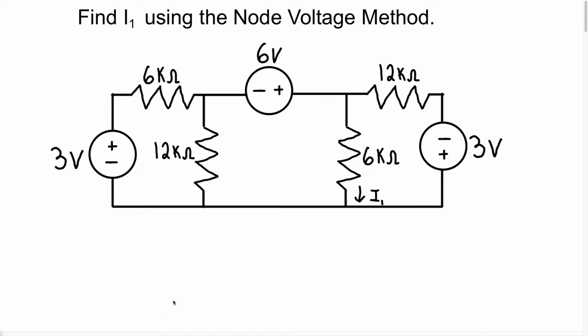In this video, we're going to find I1 using the node voltage method. So when we look at this, we know we're going to be finding the current I1, which is the current through this 6K resistor, right?